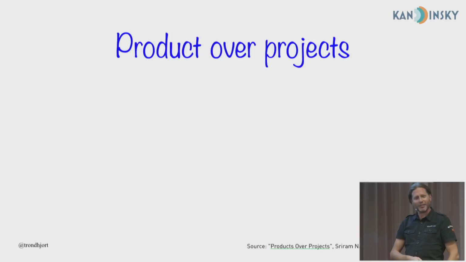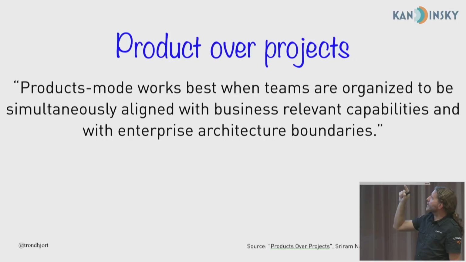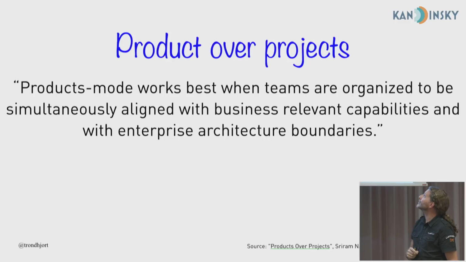This is from a blog post by Sriram Narayan, probably bit butchered his name, but he says that product mode works best when the teams are organized to be simultaneously aligned with business-relevant capabilities and with enterprise architecture boundaries. Business capabilities again. You can use it for defining your teams, your product mode teams.